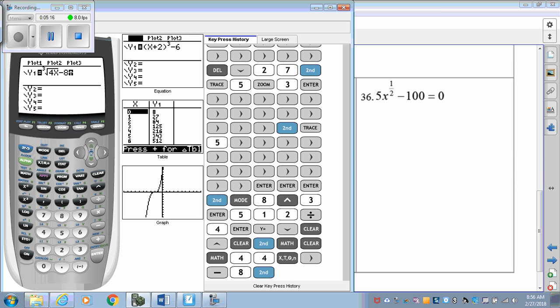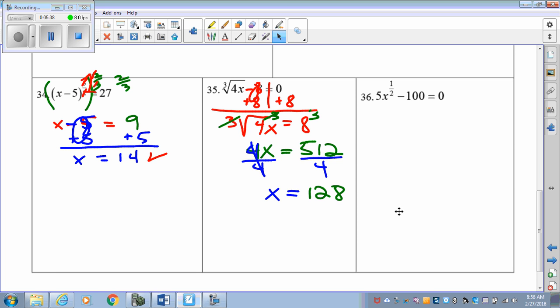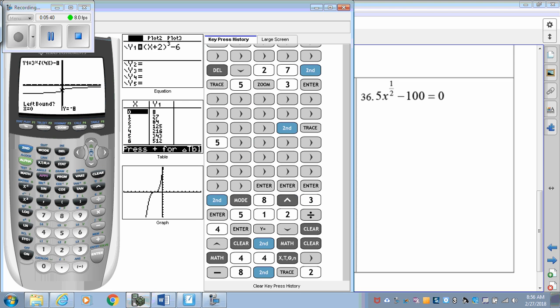So I'll do second trace. And number 2 is to find a 0, right? So there's my cube root, right? And it's been translated. It's been moved down, right? And I need to know a left bound. Now what's helpful is I know the answer is 128. So that's really big, right? That's going to be off my chart.